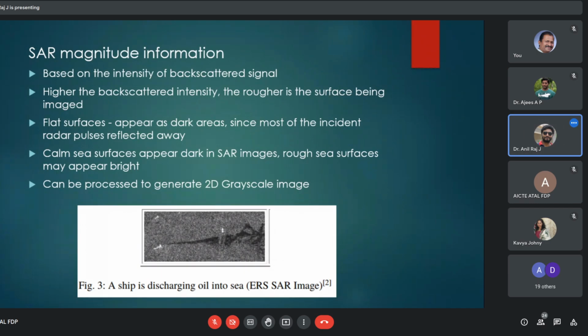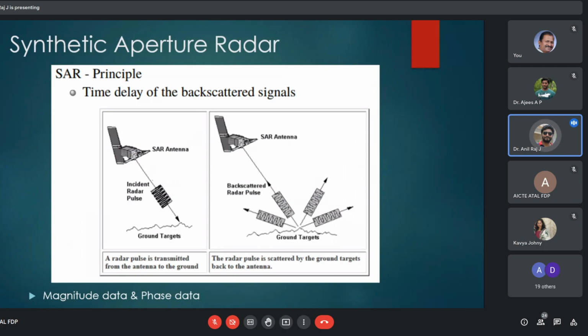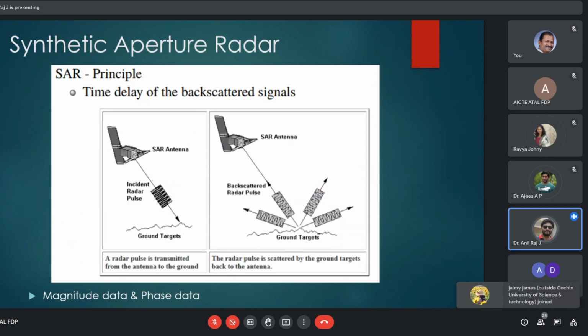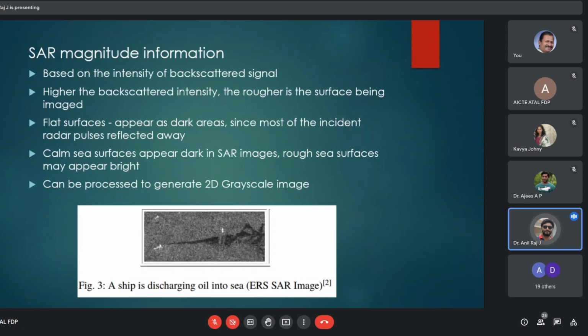The signals get scattered away and will not be scattered back to the transmitter. They get scattered in different directions. So most of the incident energy is reflected away, and intensity will be very much lost. Thus, these flat surfaces appear darker. By using these principles, we can interpret SAR data.